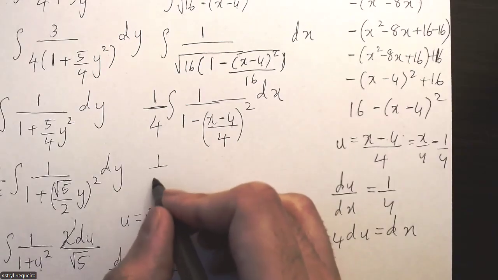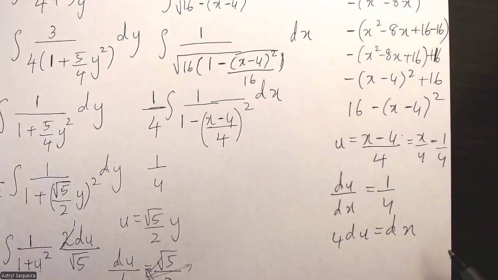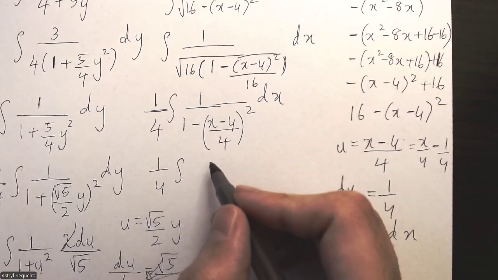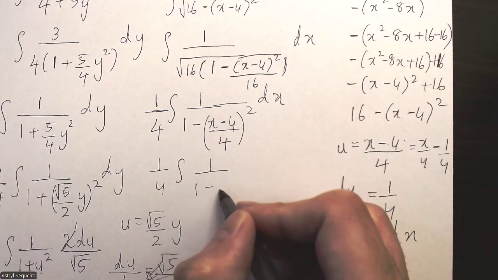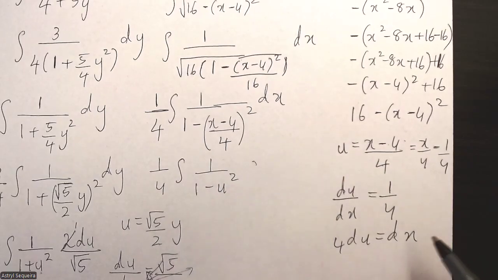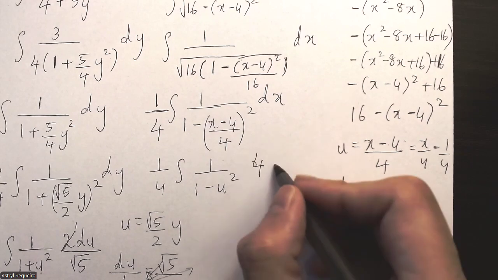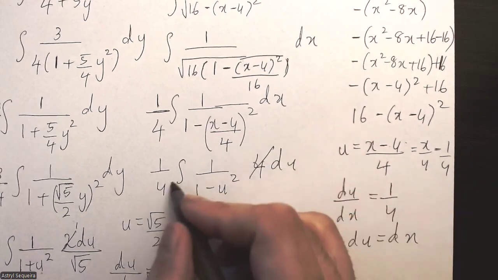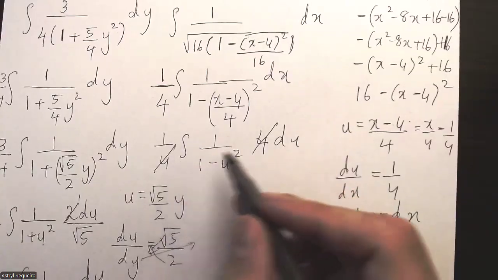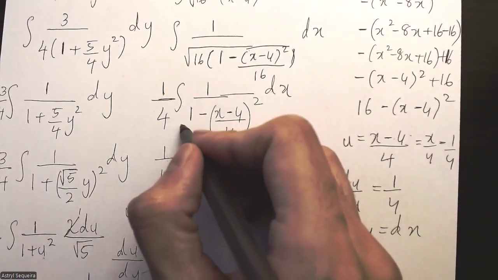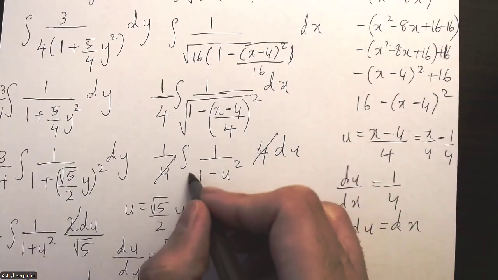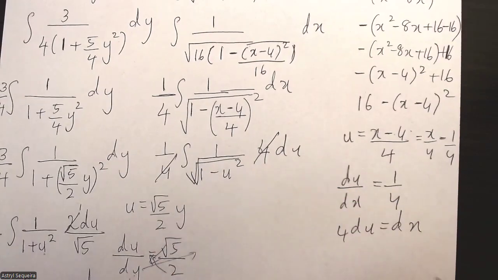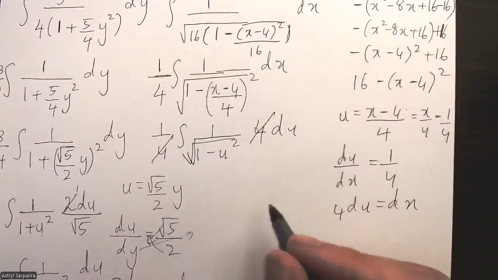So over here, 1 over 4 integral, the integral of this whole thing. Oh, I gotta do my substitution first. dx is 4 du. This 4 and this 4 just cancel off. So now I'm just left with the integral of this over here. Oh, don't forget your square root. So now I'm left with just the integral of this over here.